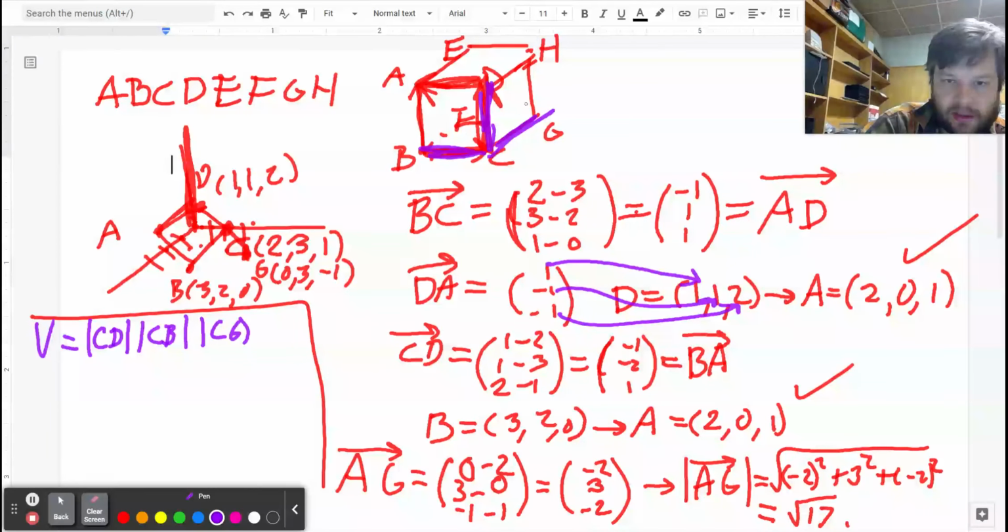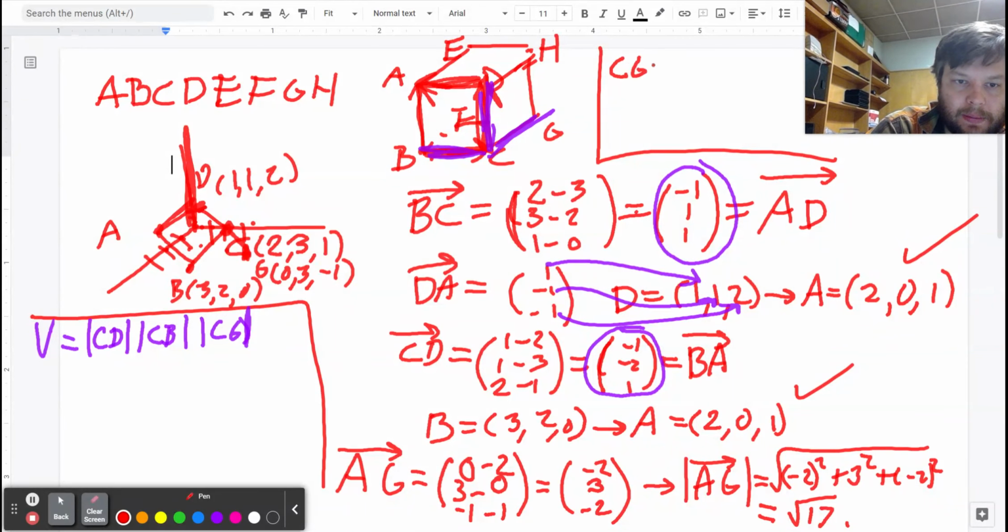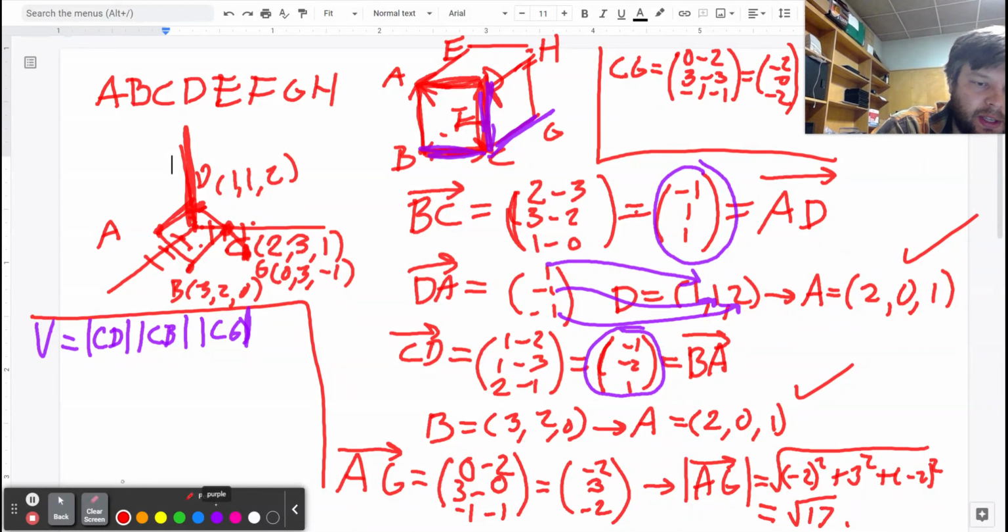Okay, so let's see. We already found CD here. We already found CB here. We just need to find CG and do its length. So let's do that over on the side first. So CG means we're going to go G minus C. So what do we got? 0 minus 2, 3 minus 3, -1 minus 1, -2, 0, -2.